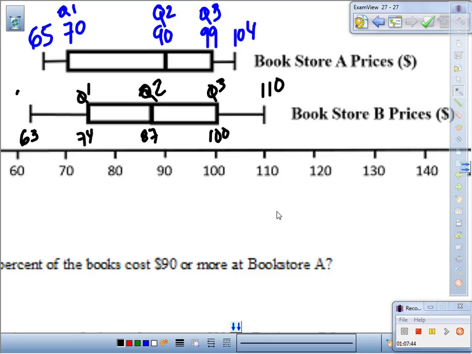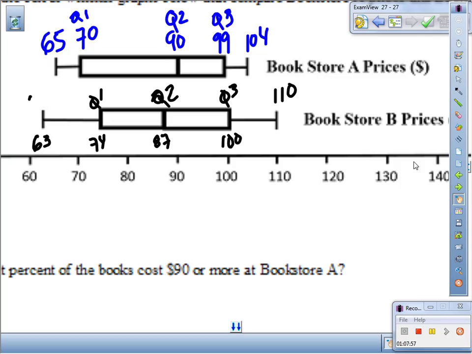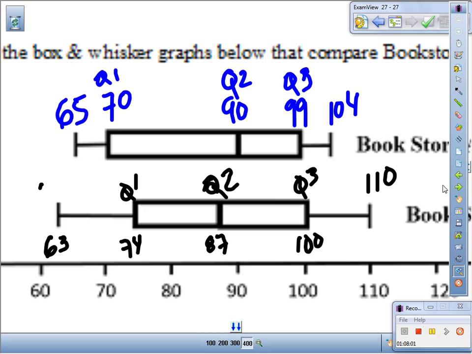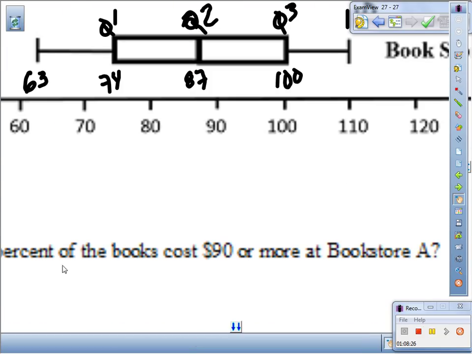So, now that we have that, let's answer questions. It says, what percent of books cost $90 or more in bookstore A? Okay, let's look at bookstore A first. Let me zoom in. First of all, does everybody understand that Q2 splits the data in half? Is that correct? So that was our median. So that means this is half and this is half. Do you agree with that?